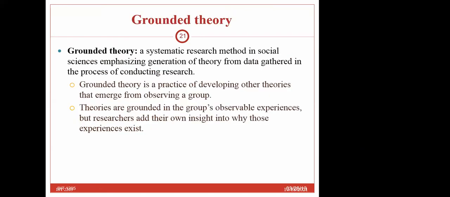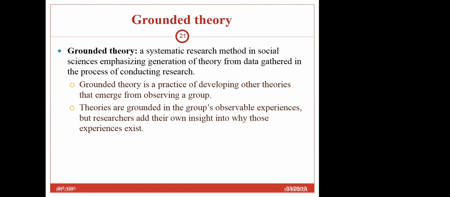And then we have grounded theory. Now, grounded theory, almost just as we see the word say, you have a theory, and then you have grounding. And I'm going to explain what grounding means. So grounded theory is a systematic research method, again, that was adopted from social sciences, though now it's used even in IS and software engineering. But it's a systematic research method emphasizing generation of theory from data gathered in the process of conducting research.